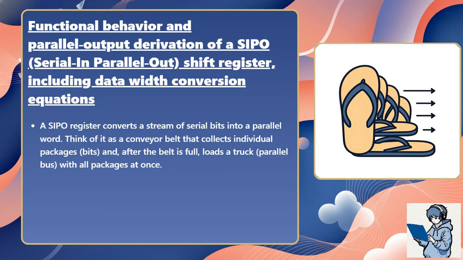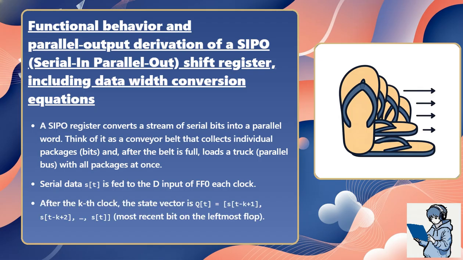A SIPO register converts a stream of serial bits into a parallel word. Think of it as a conveyor belt that collects individual packages, bits, and after the belt is full, loads a truck, a parallel bus with all packages at once. Serial data S_t is fed to the D input of FF0 each clock. After the kth clock, the state vector is Q_t = [S_{t-k+1}, S_{t-k+2}, ..., S_t]. Most recent bit on the leftmost flop.